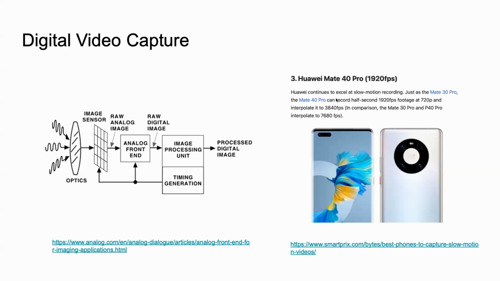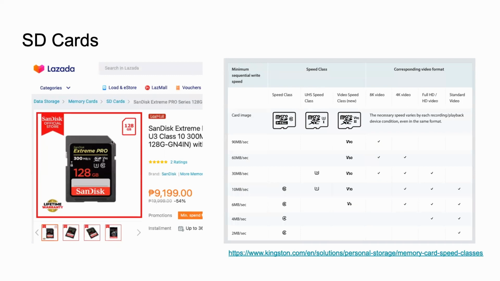You see, because it's high speed, you need a storage device that can also capture data at high speeds. So, well, this is your SD card. If you examine your SD card, it has a label that tells you about the class or the speed class or how fast it can save images.